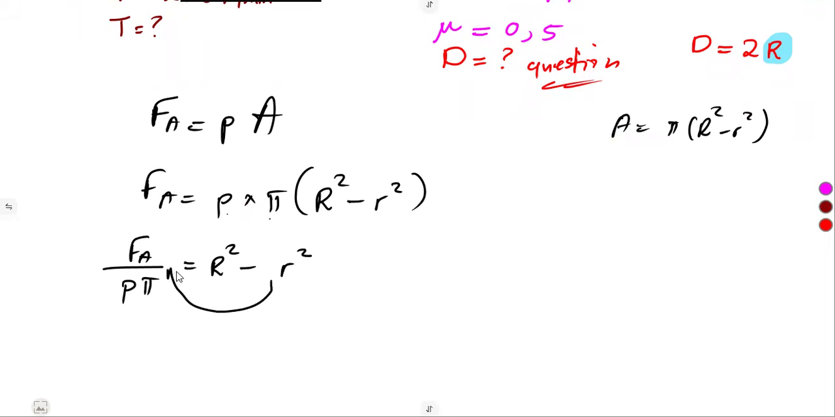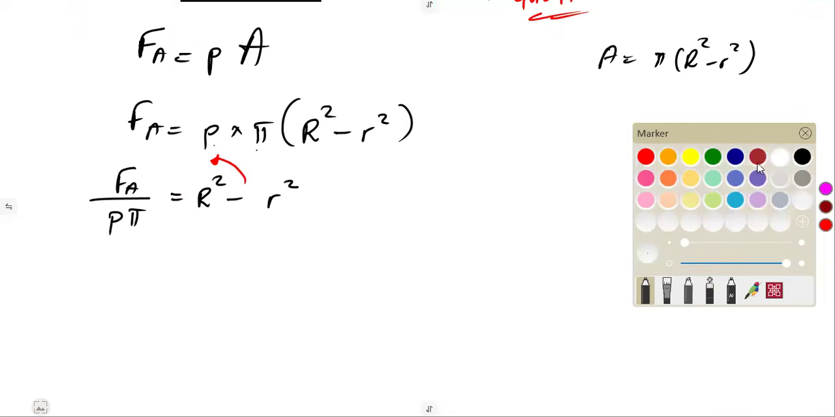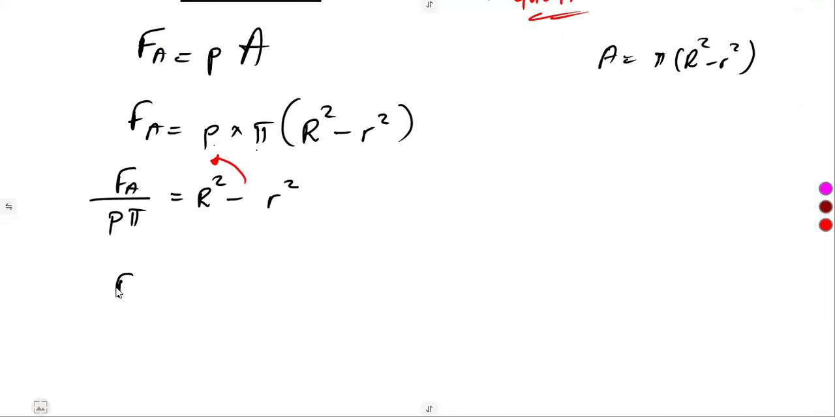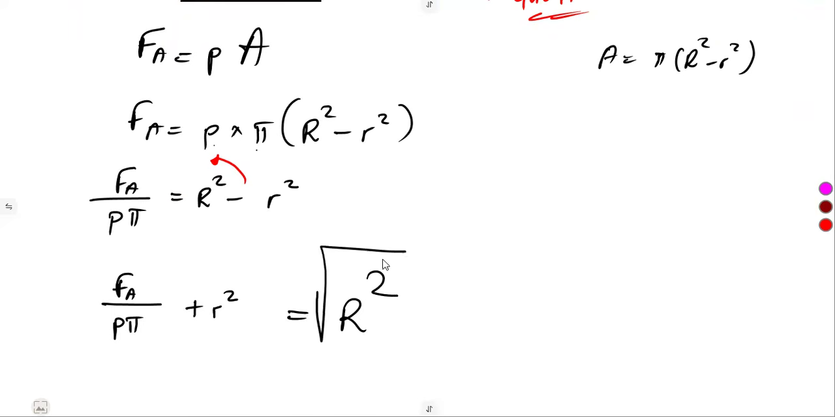So we're going to take this one to the other side so that it's going to be positive there. The moment it crosses the equal sign, it becomes a positive. So it was going to be like this. Remember here, we already have our FA. This is pressure times pi. So if we take this to the other side, it was going to be positive r squared, which is equal to r squared. So definitely, you are going to introduce the square root from there to have our r.